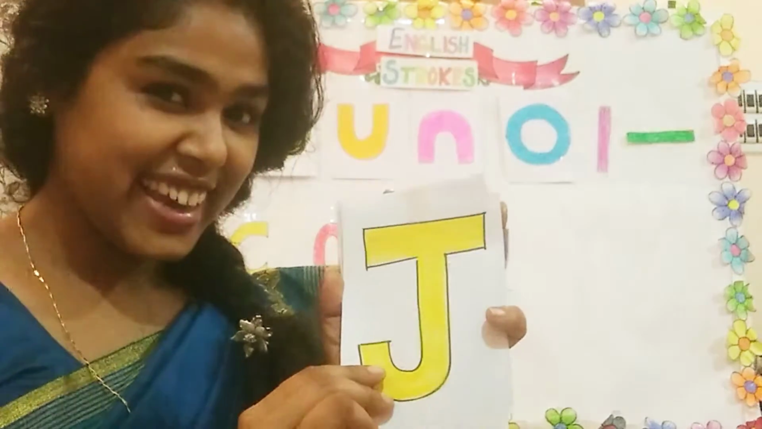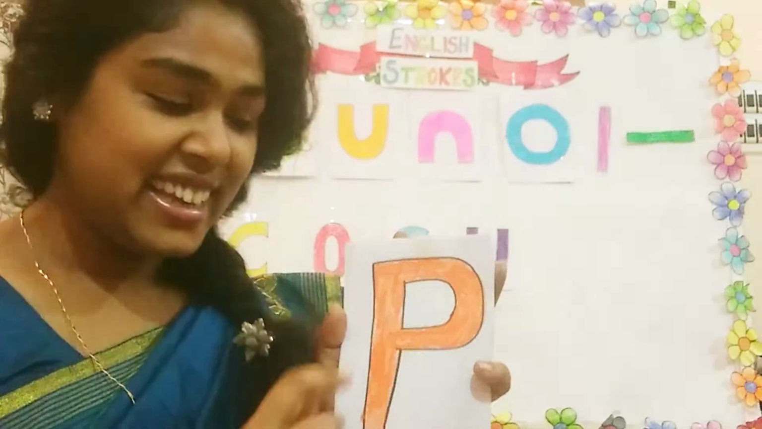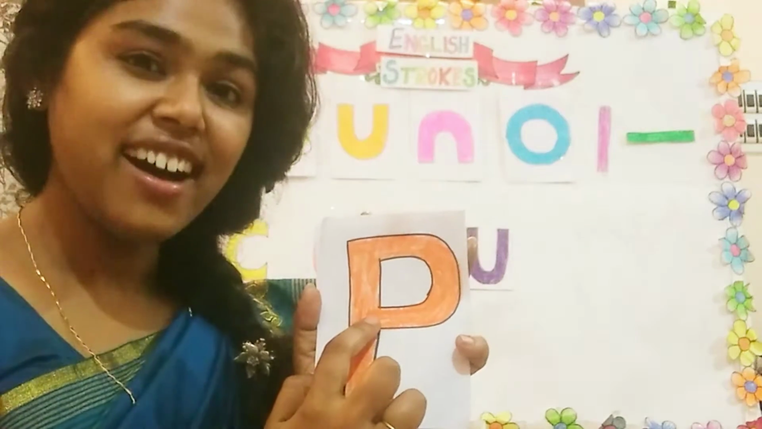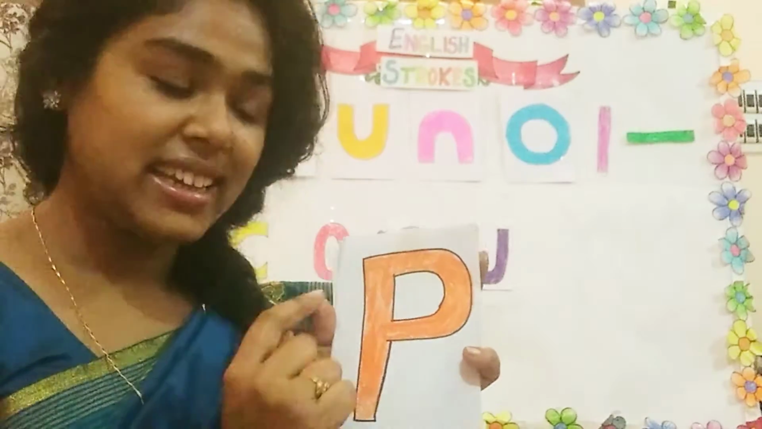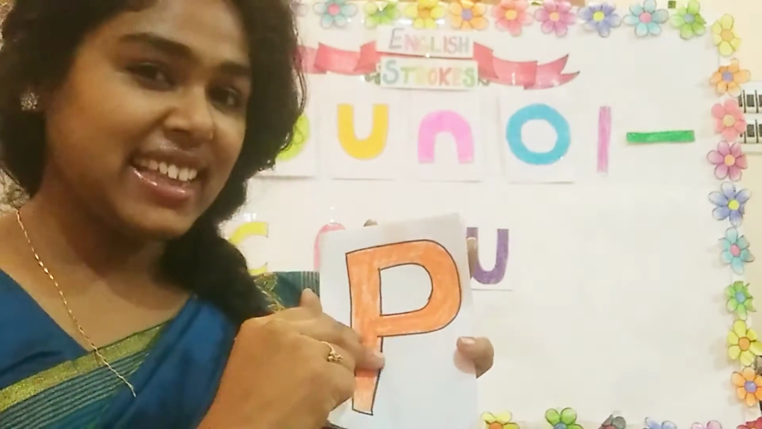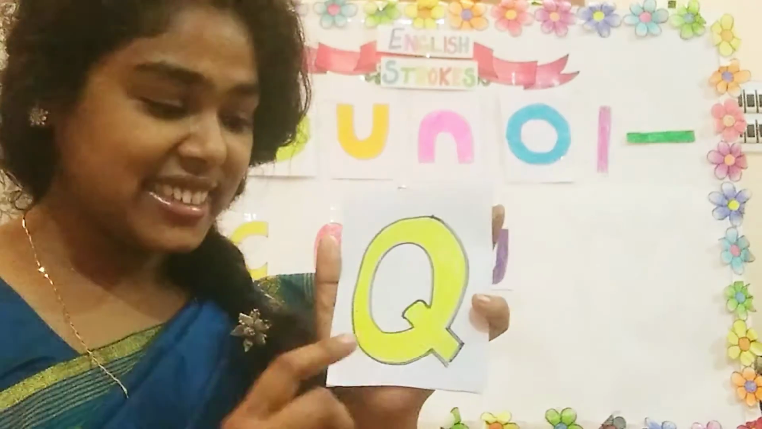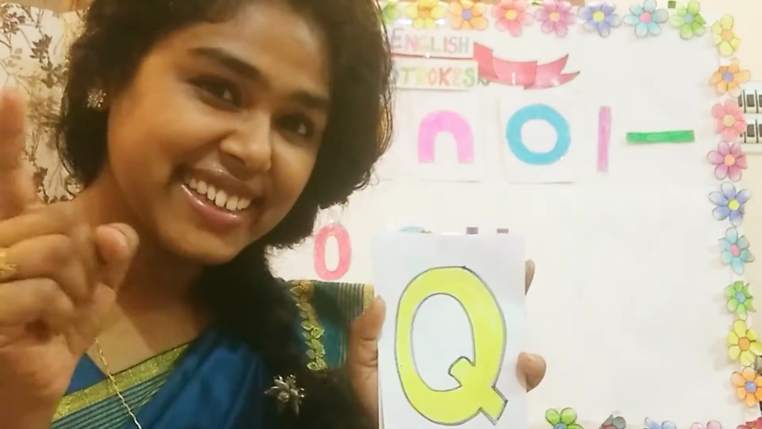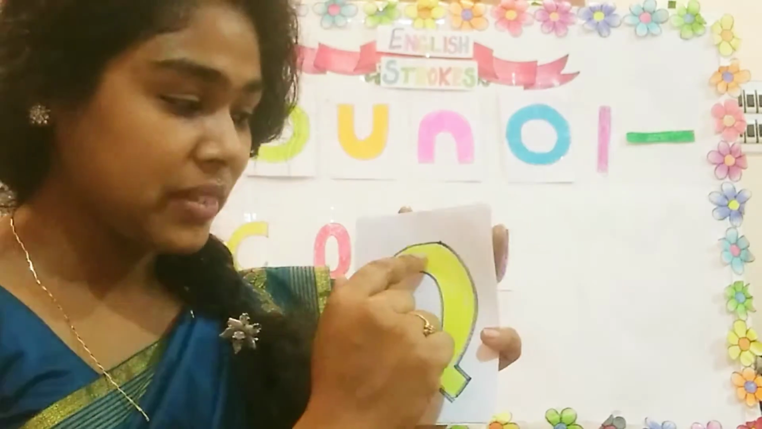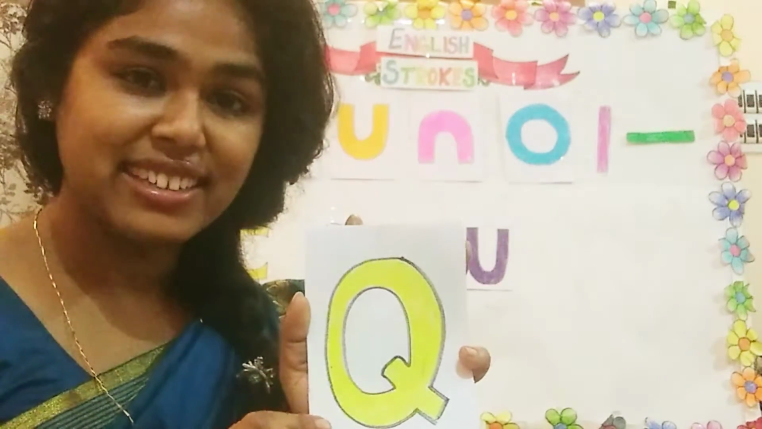And the next letter is, which letter is it? It is letter P. So standing line and left curve makes letter P. And the next letter, which letter is it? Correct, it is letter Q. Right curve, left curve and one slanting line makes letter Q.